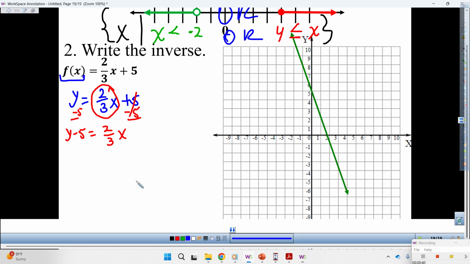Next, we need to get rid of the 2/3. How do we get rid of fractions? We multiply times the reciprocal, which is 3/2. We do that to both sides. 3/2. So, we're left with x on that side. Distribute the 3/2, so that is 3/2 y minus 3 times 5 is 15/2.